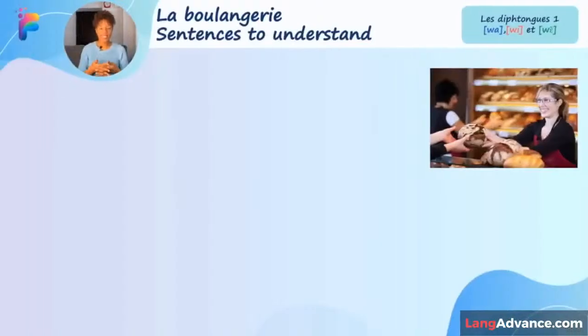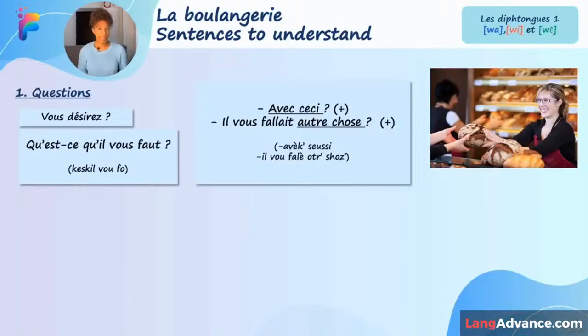Now, sentences that you need to understand. Let's start with the questions. Vous désirez? What would you like? Qu'est-ce qu'il vous faut? What do you need? Avec ceci? With this, like if you'd like some more items. Il vous fallait autre chose? Do you need anything else with this?